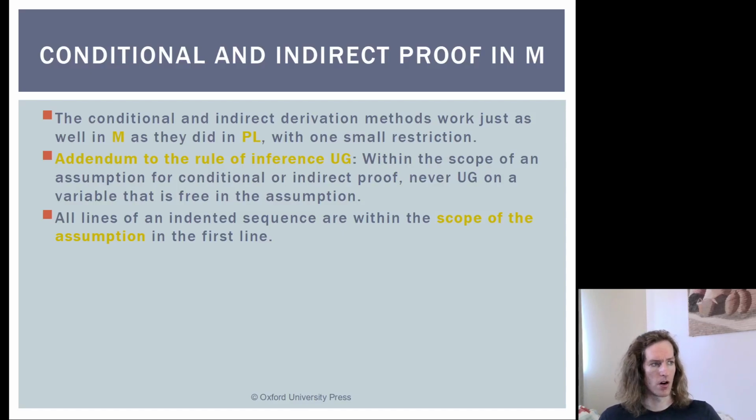Okay, so far the proofs that we've been doing in monadic predicate logic have pretty much been following the rules that we were given in propositional logic. And we've just been doing kind of direct derivations so far, but you can also do conditional and indirect proofs in monadic predicate logic, and that'll be really useful in a lot of ways. But there's one important thing to remember. There's one crucial difference between doing indirect proofs in predicate logic compared to propositional logic.